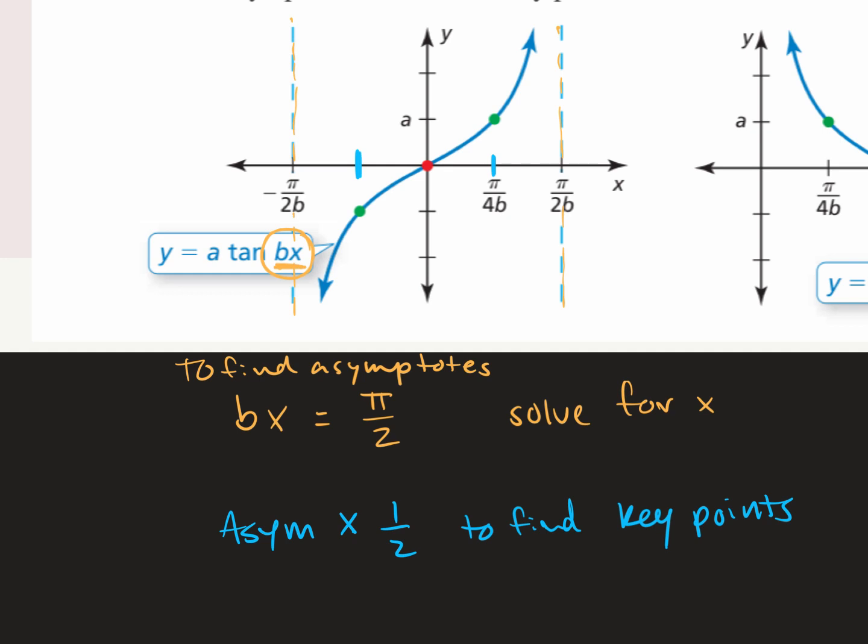All right, and then to find the y values of our key points, it's whatever the a is out front. So the a in tangent's kind of the same as it was in sine and cosine, but it's not really the amplitude here. It's just the height of our key points. So the a tells us the height of the key points, and for tangent, if a is positive, our graph is increasing. We're going to focus on positive ones, so your graph is always going to be increasing. Meaning that it goes from left to right, it's increasing going up.